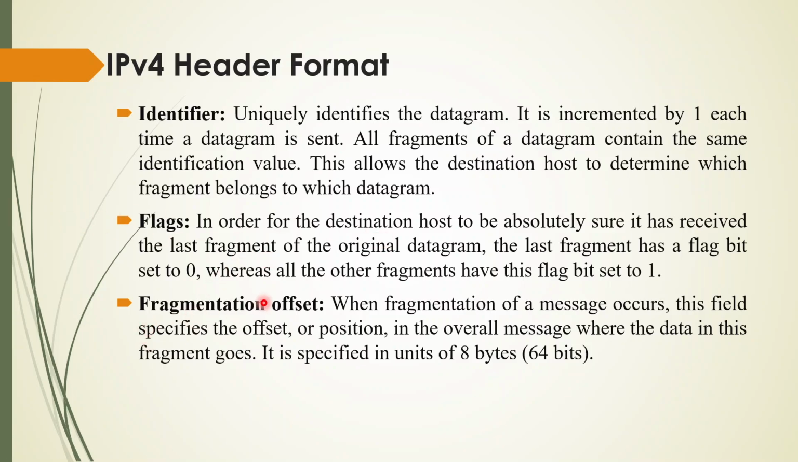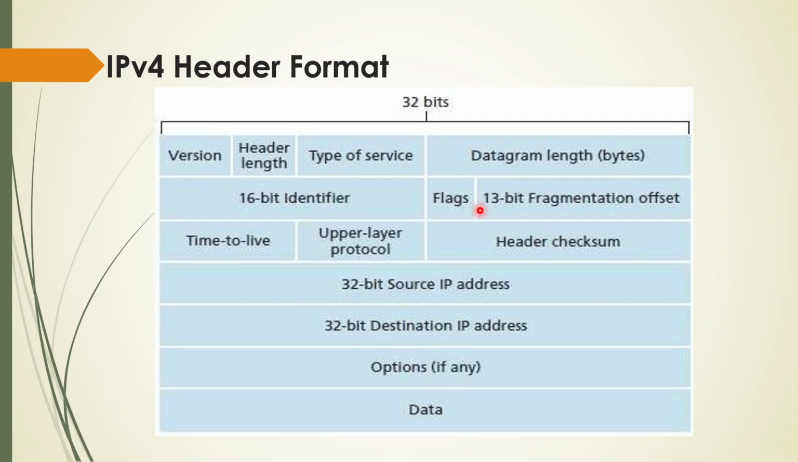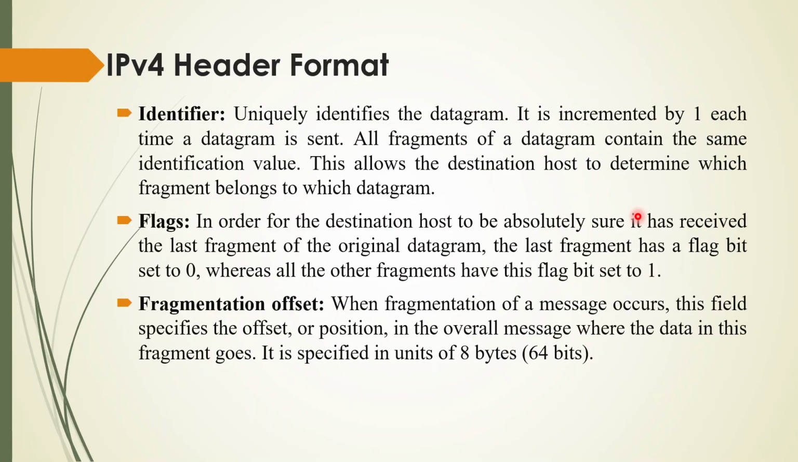Next is the 13-bit fragmentation offset. When fragmentation of a message occurs, this field specifies the offset or position in the overall message where the data in this fragment goes. It is specified in units of 8 bytes, that is 64 bits. So this is the fragmentation offset and this is the flag.